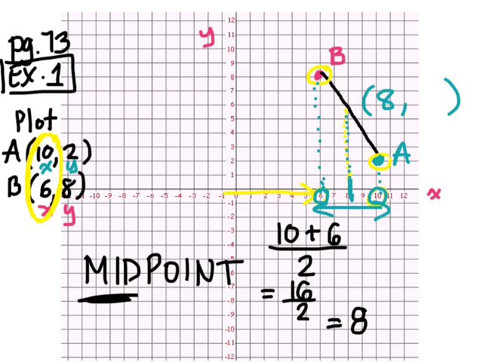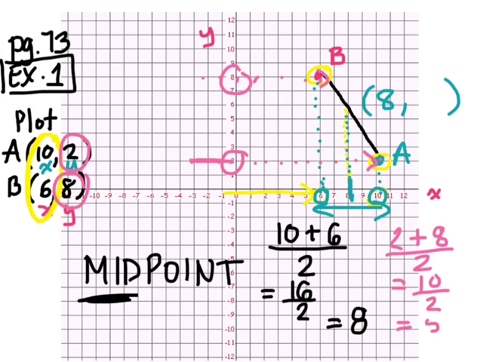And what are the two y values? 2, right? This is located at 2 and 8. So we need to know what's halfway between 2 and 8. 2 plus 8 divided by 2 equals 5. Is that true? Look here. Is 5 the middle of 2 and 8? Is it halfway? And this is the midpoint.